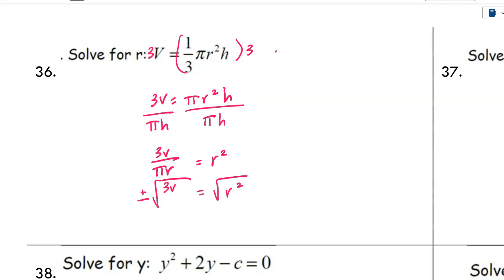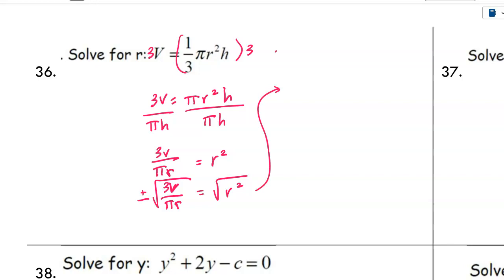My computer's so hot. Oh, wait a second. That's a v and an h. Kids are not going to be able to distinguish. That's an h, and this is a v. Okay.